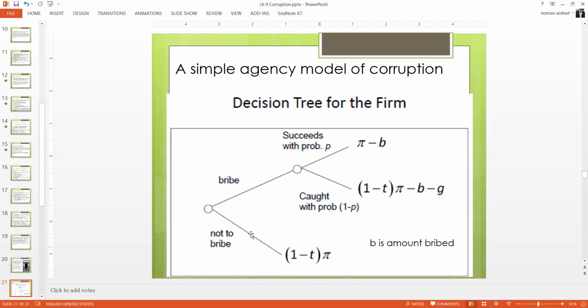And if they pay bribe and if they are successful, then how much profit will they earn? They will keep the profit, but they have to pay some bribe, so pi minus b. And if they bribe and they are caught, what will happen? They have to pay tax, so 1 minus t pi. They have to pay tax, and they have already given the bribe and they will pay the penalty. So 1 minus t pi is the profit after tax. B is the bribe which they have given, and G is the penalty that they give to the government because they are caught.